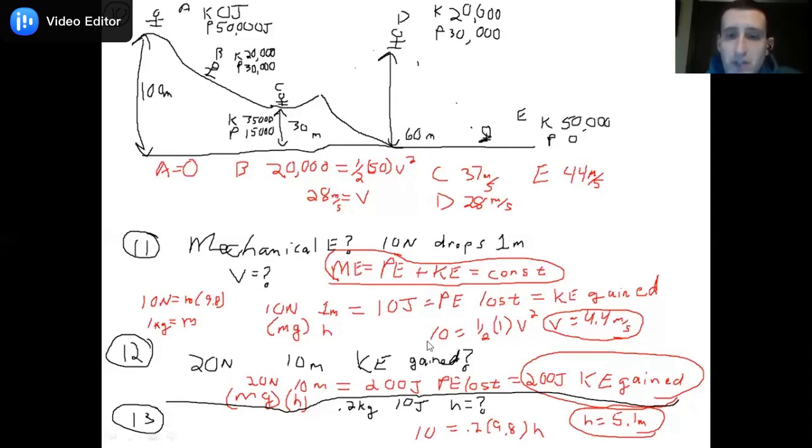So 10 joules of kinetic equals 1/2 mv squared. That's our kinetic energy equation. We bring the 2 over, we get 20. We divide by the 1, we still get 20. We take the square root of 20, and we get halfway between 4 and 5, right? 4 squared is 16, 5 squared is 25, so 20 is going to be halfway between 4 and 5, roughly. 4.4 meters per second.